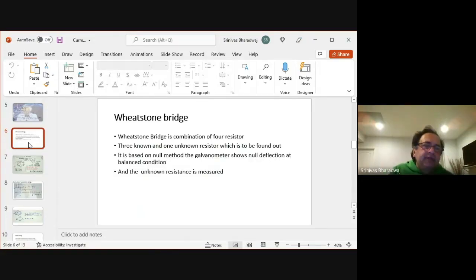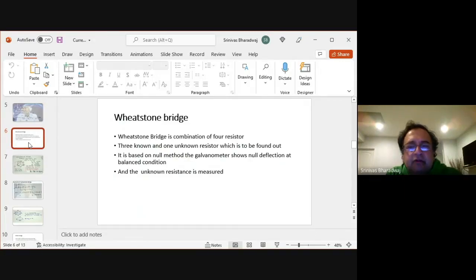Now, the Wheatstone bridge is used largely in order to find an unknown resistance. That's one thing to do, and also to calibrate resistances. So, let's say you had three resistors, and the fourth resistor was a variable resistor. Then you can use the Wheatstone bridge to adjust the fourth resistor.